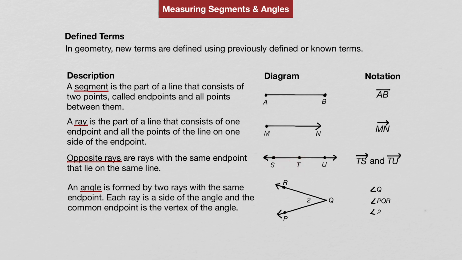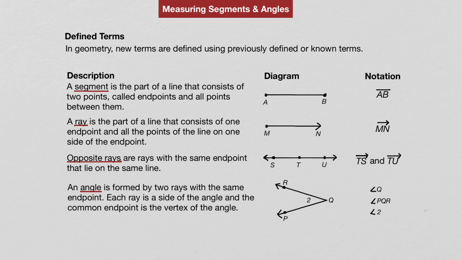And then the notation for the first ray is TS, okay? TS with a line and an arrow. Notice that we didn't say ST. We always start on the endpoint and then go in the direction where the arrow is going. So in this case, it would be TS. And then the other ray, which is TU, is noted as TU with a line and the arrow above it. Okay, and then this leads us to the fourth and final term, and that is an angle.